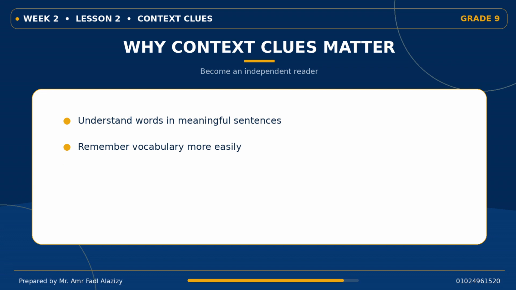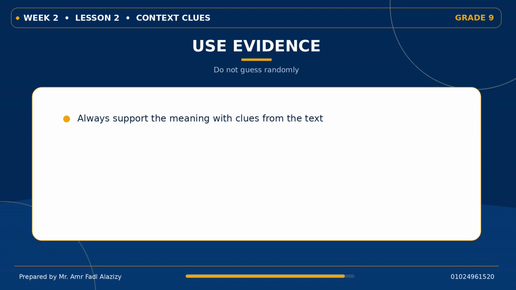Remember, using context clues helps you become an independent reader. It also helps you remember words because you understand them inside a meaningful sentence. Do not guess randomly. Always use evidence from the text.